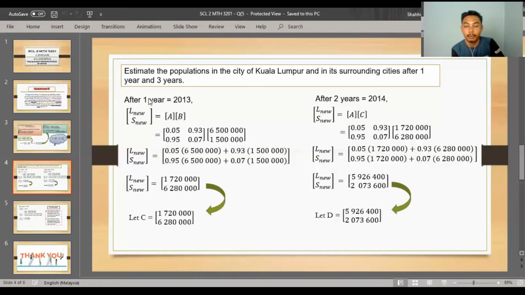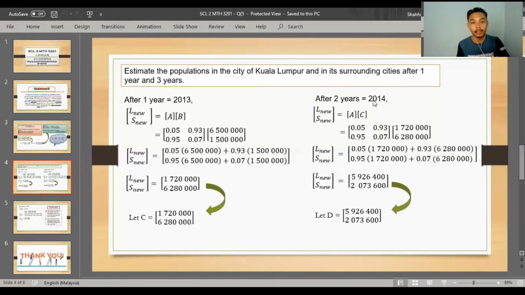So the next question here is that we have to find the population after 3 years. To find the population after 3 years, of course, we have to follow the sequence of the years, which means we have to find the population after 2 years first. After that, we can find the population after 3 years. So let's get started by finding the population after 2 years, which is 2014.